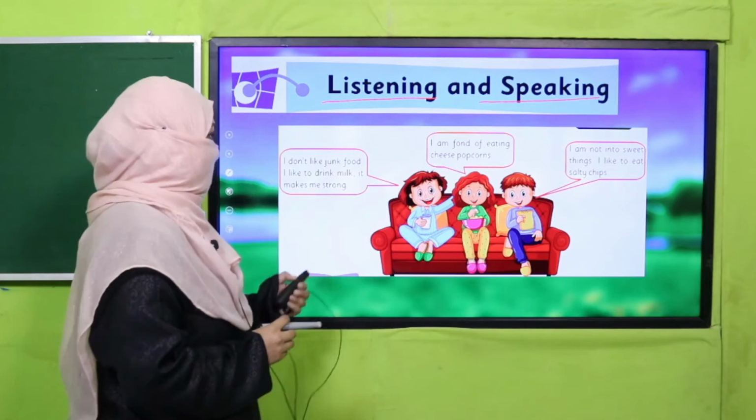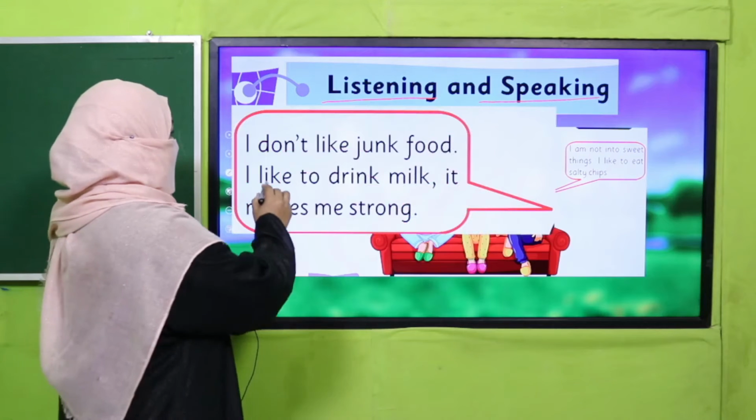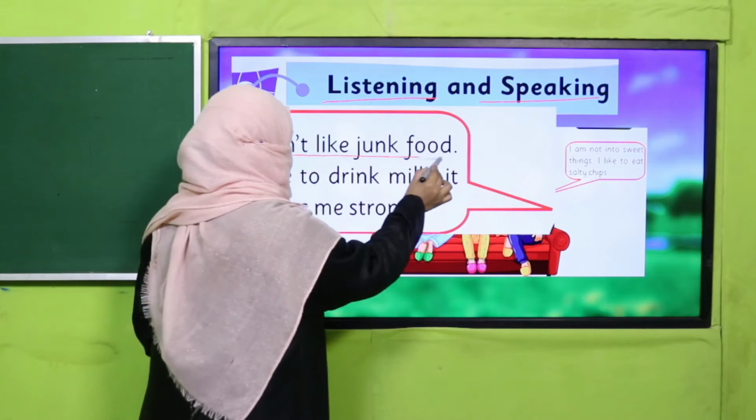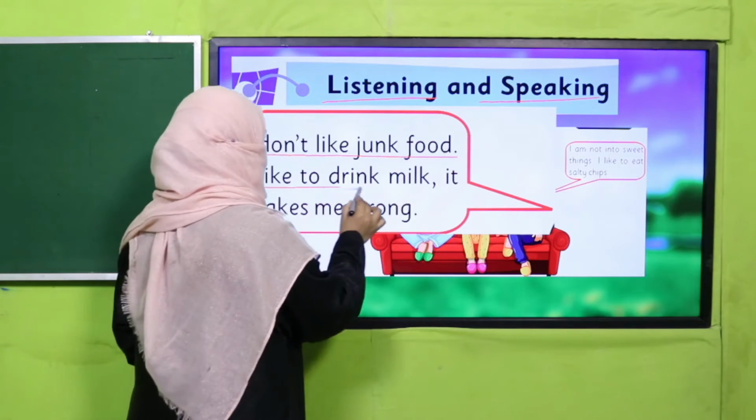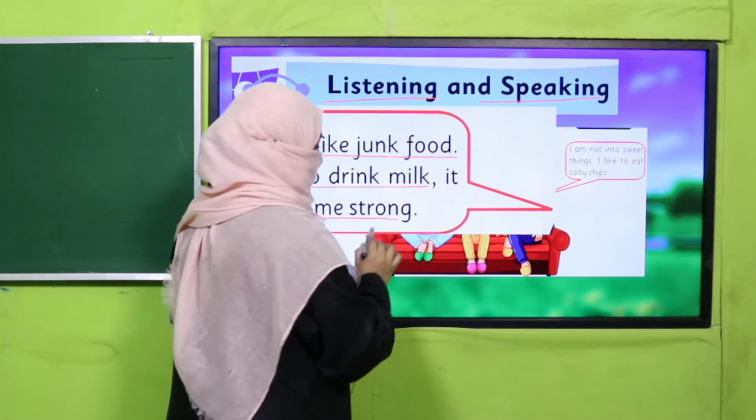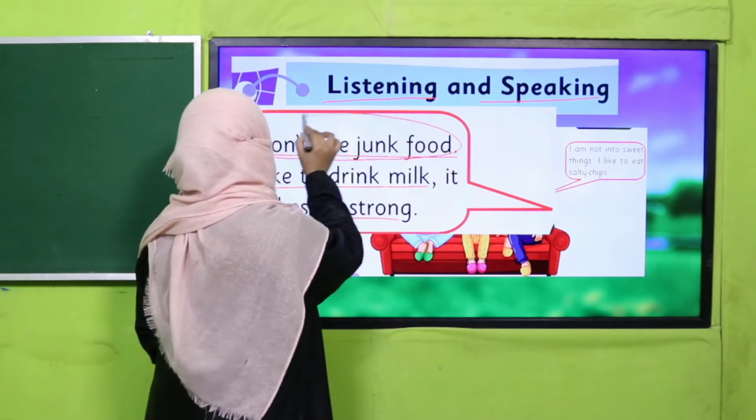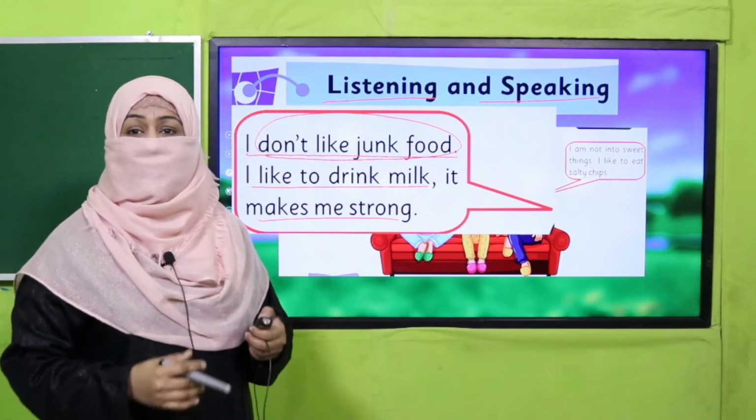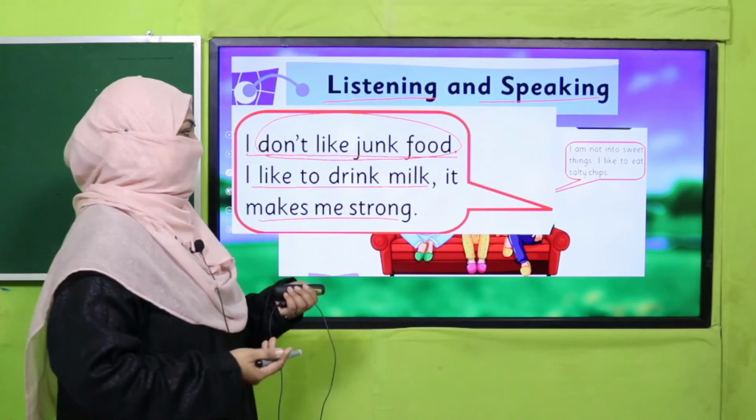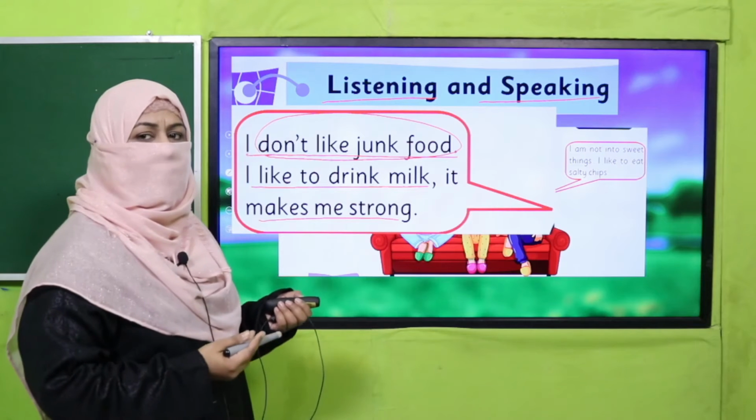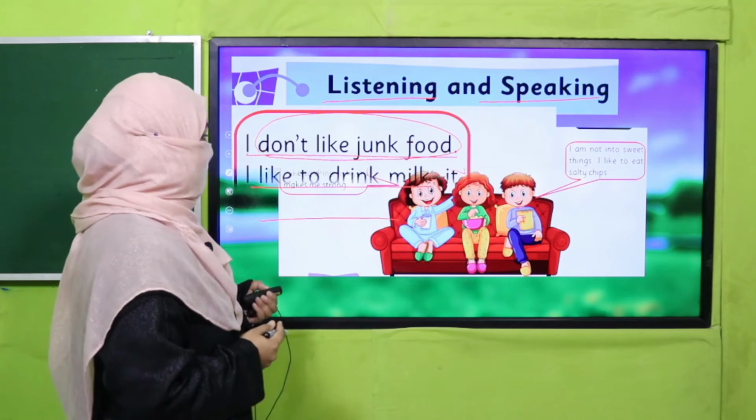For example, here the example is given. I don't like junk food. I like to drink milk. It makes me strong. All right. So I don't like junk food. That's okay. Rather, it's good. You should like healthy food. So this is how when we express, we should be using proper words.